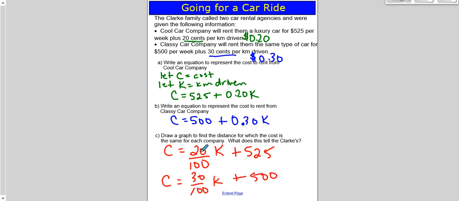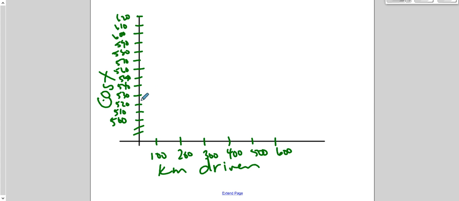So my first equation was 525, and then I want to go up 20 and over 100. That's my slope, up 20 over 100, and 525 is where I start. So 525 is right in the middle here, and I want to go up 20, so 10, 20, and then over 100. And then up 20 and over 100. And from here, I'm going to put in my line. So it looks something like this.